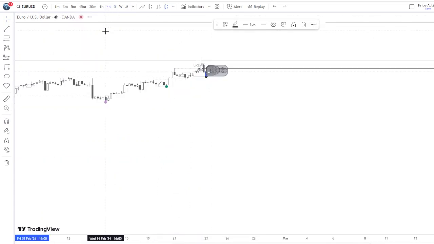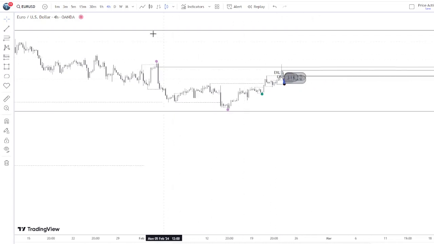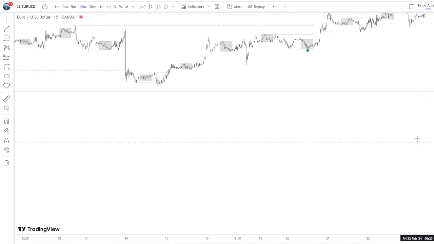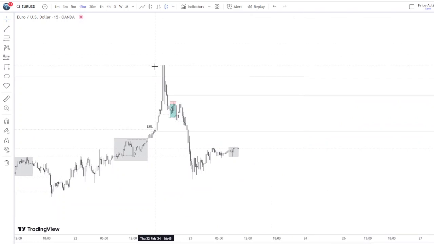Then I went to my H4. I just refined it from there, which is this order block. That's why I put it there. Okay, so that's where it got to. Then on my M15, if you see, price reacted from that zone and pushed down.